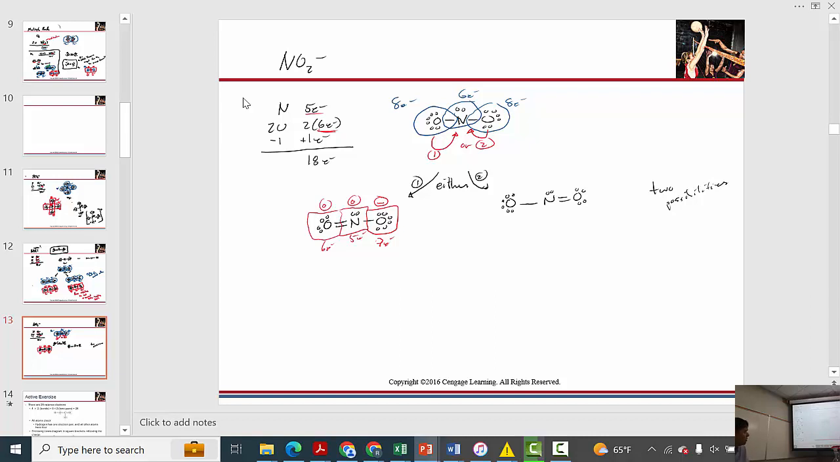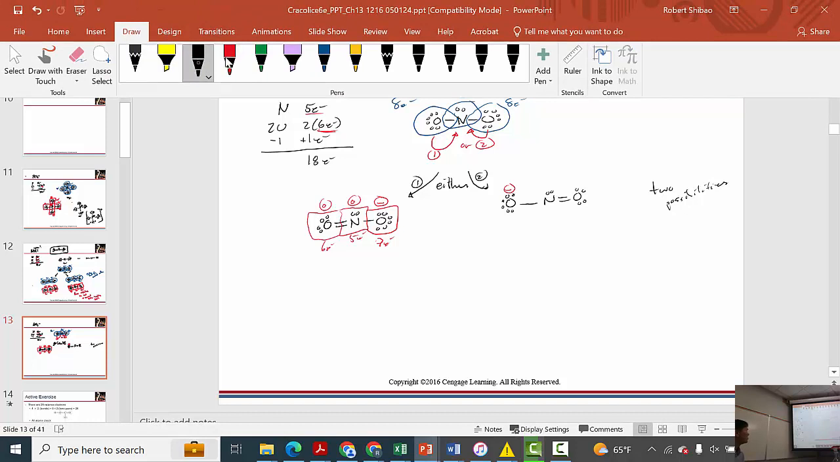Okay, if we look at this, do you see the symmetry here? Yes. This one is going to be negative. The other 2 are 0. And so we either put the extra electron on the right oxygen, or we put the extra electron on the left oxygen. Is one more stable than the other? No, it doesn't matter. They're both the same. And so we call these resonant structures.